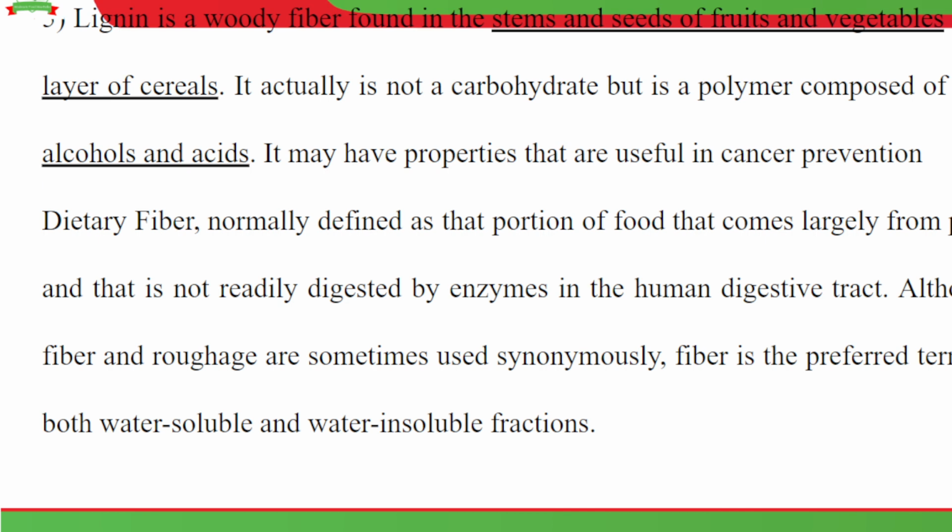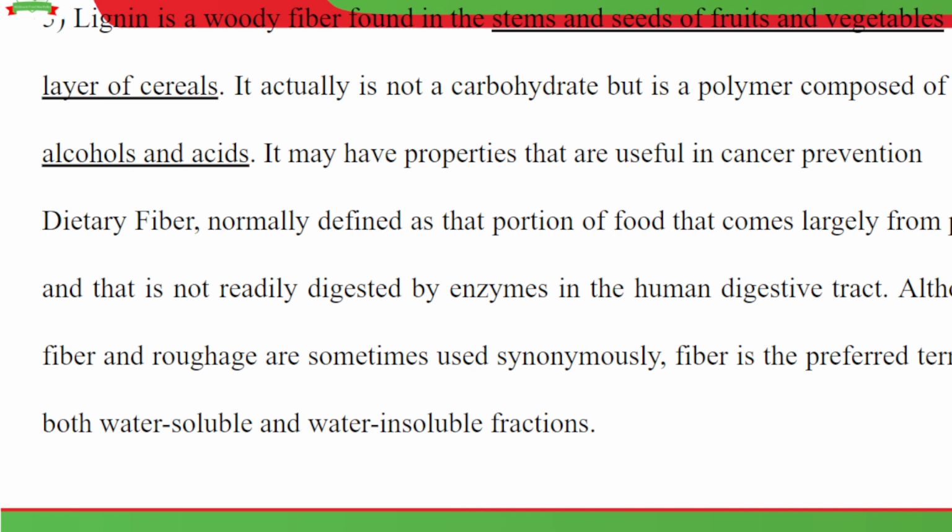phenylpropyl alcohols and acids, and it may have properties that are used in cancer prevention. So, as nutritionists, when you decide to be an oncology nutritionist, you can try to make products out of these for cancer, since it's proven scientifically that it has some properties that can prevent cancer. So you may look into that. However, other forms of dietary fiber, those that you get from fruits and vegetables, also have anti-cancer functions. So you could look into that and improve life through nutrition.